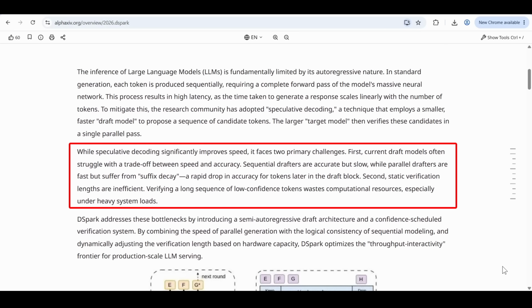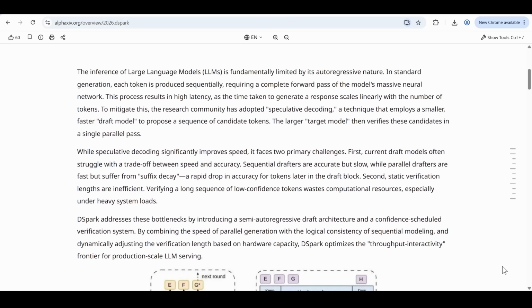All right, problem number 2. And this one becomes especially brutal at scale. Verification isn't free. Even though the big model checks draft tokens faster than it generates them from scratch, it still takes real GPU compute. And here's what gets expensive. Previous approaches just verified every draft token, every time, for every user, no matter what.